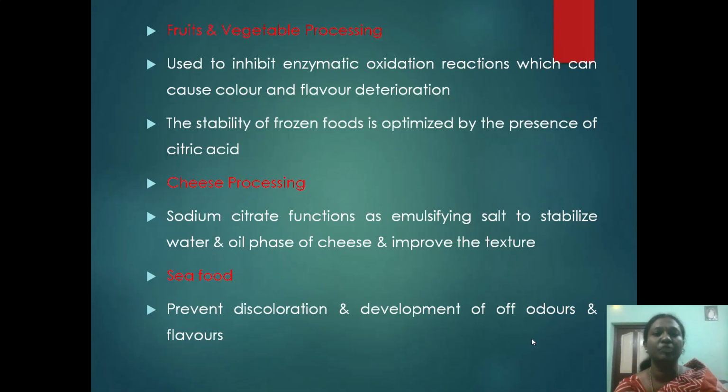In cheese processing, they use it in the form of sodium citrate as an emulsifying salt to stabilize the water and oil phase of cheese and improve its texture. Then the next application is in seafood. It helps to prevent discoloration and the development of odor and flavor changes when it is present in seafoods.